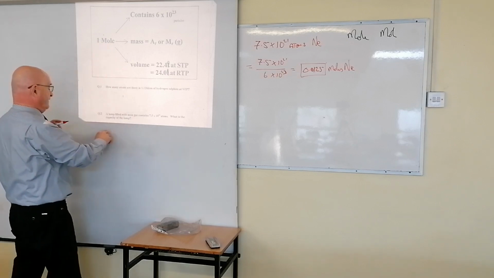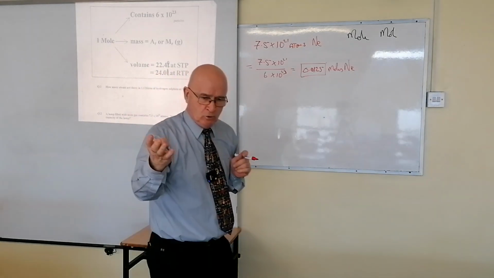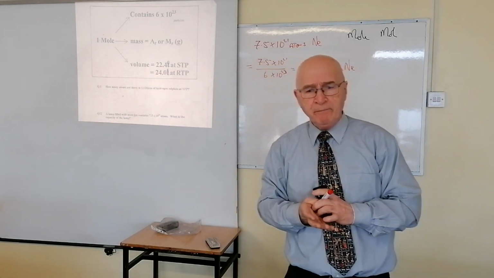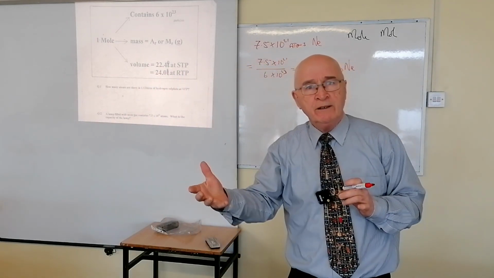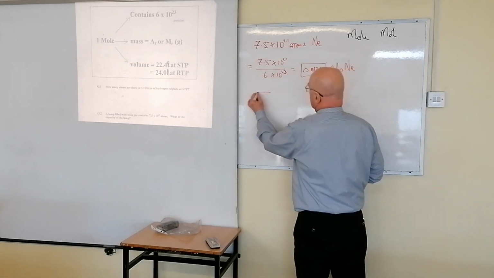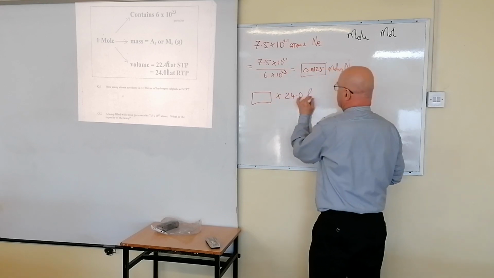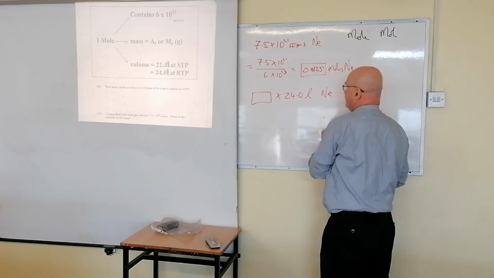Now you must go on. It asked you for the capacity of the lamp. Did they mention STP? No. Where are you likely to find a lamp? The answer is in the room. So it would be room temperature and pressure. So you take that value there, moles, and you multiply it by 24.0 litres of neon. And there you go, right?